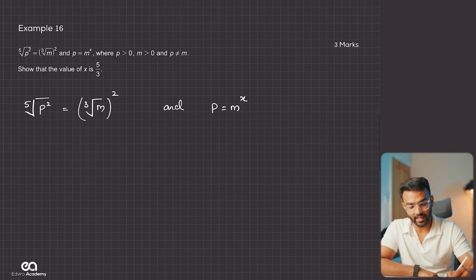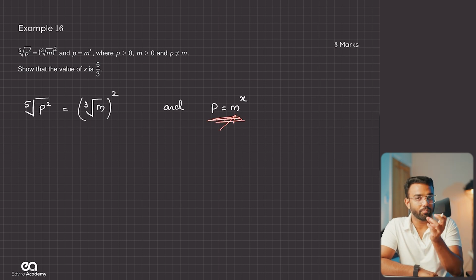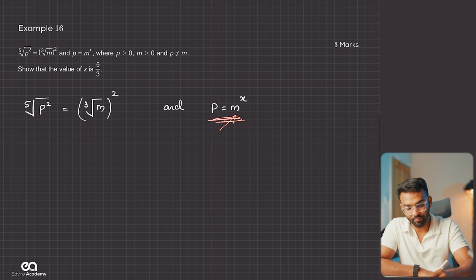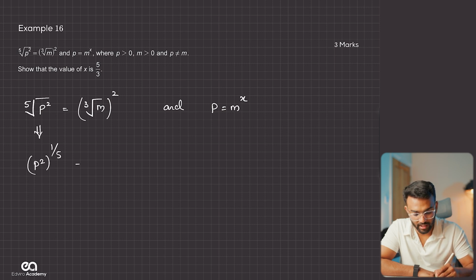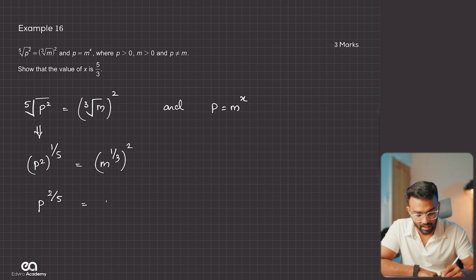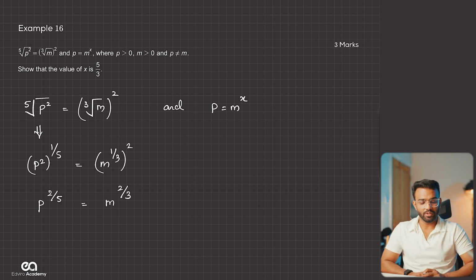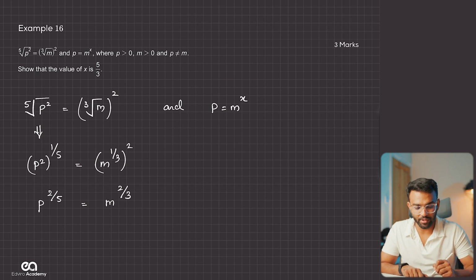In order to work this out, we've got to work out p in terms of m, right? So let's see how that is done. 5th root means, all right, when you have 5th root, this is p squared to the power of 1 by 5. And when you have cube root, this is m to the power of 1 by 3, the whole squared. So this would become p to the power of 2 by 5 equals m to the power of 2 by 3. Okay, how do I now make p to the power of 1? How can we do that?